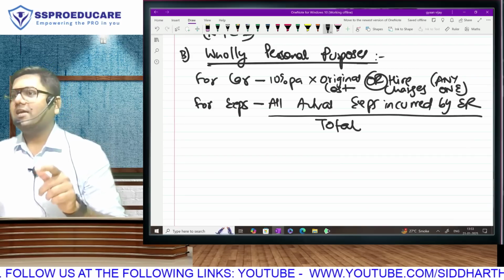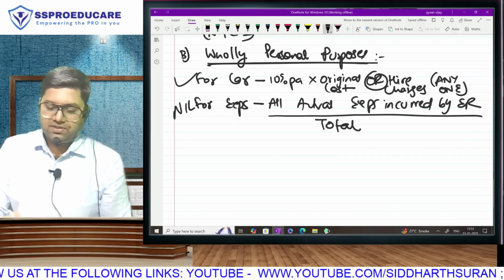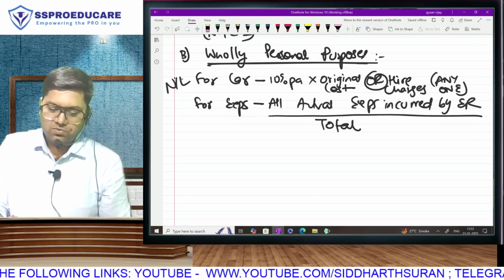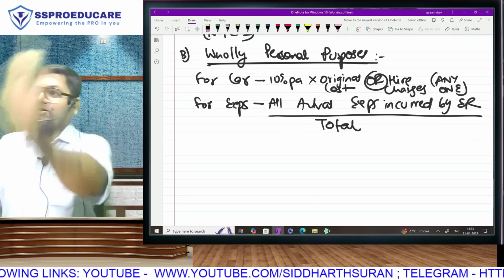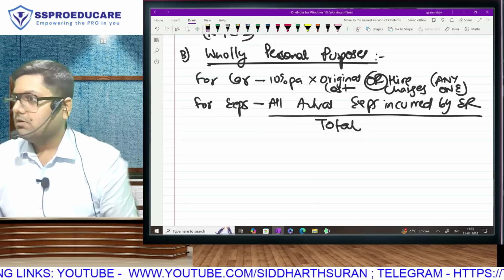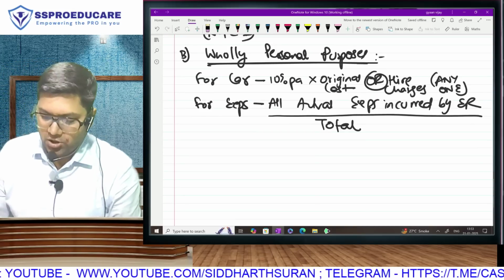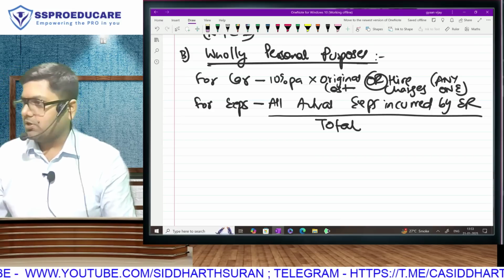If he is giving car and expenses, see, if he is giving car, take this and make this 0. If he is giving only expense, then take this and make this 0. And if he is giving both, then take both. So we will go and check what he is giving. But in personal, whatever he is giving, it is taxable because it is my benefit. So for car, what is the valuation? 10% of original cost or hire charges, any one of them. For expenses, all actual expenses.